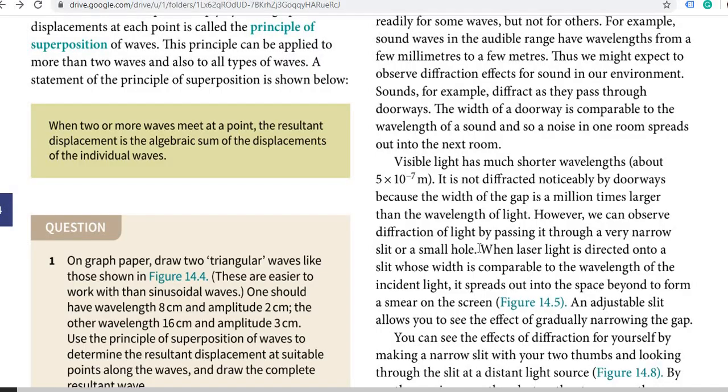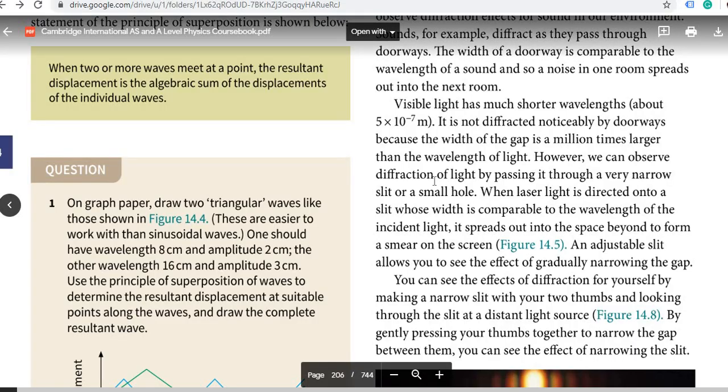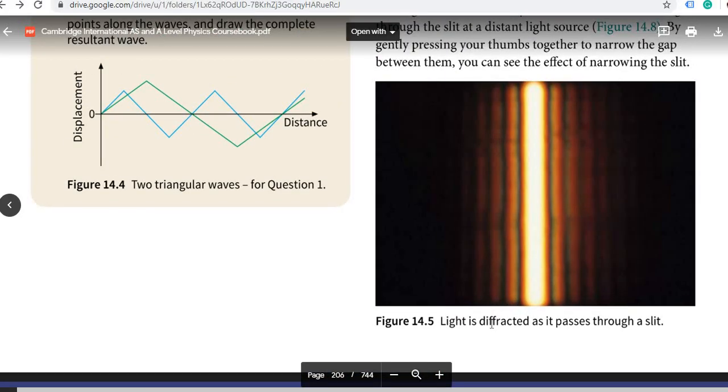Now, when I showed you this before, when we were going through the Young's double slit experiment, we learned that the gap size has to be around this small. Okay, then only diffraction of light waves can occur. So here you can see, by passing through a very narrow slit, when laser light is directed onto a slit whose width is comparable to the wavelength of the incident light, it spreads out into the space beyond to form a smear on the screen. Figure 14.5, that is here. See, diffraction, light is diffracted as it passes through a slit.